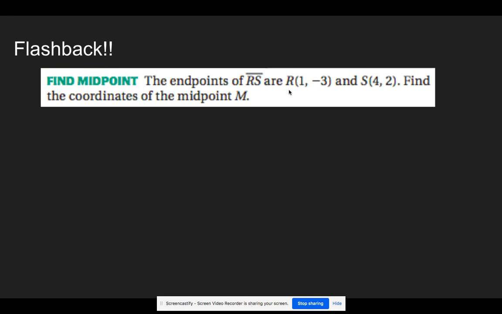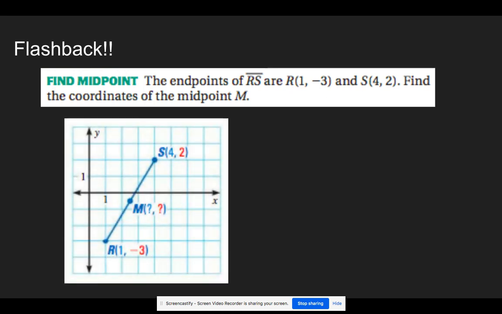So I might begin by graphing my points R and S. Here is R at (1, -3), and here is S at (4, 2). And here's the midpoint. Who knows what it is, but it does look like it's going to be some fraction. Just looking at this picture, I would guess it's at about 2.5 and about -1/2.